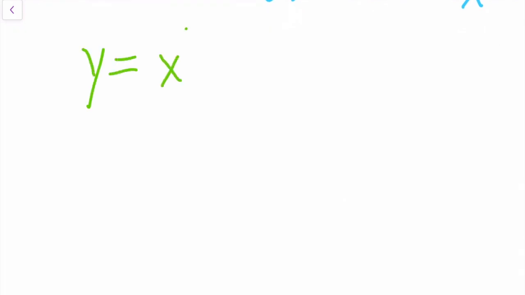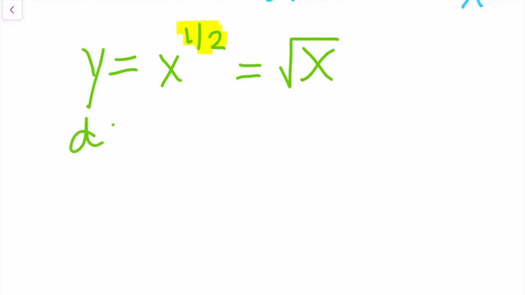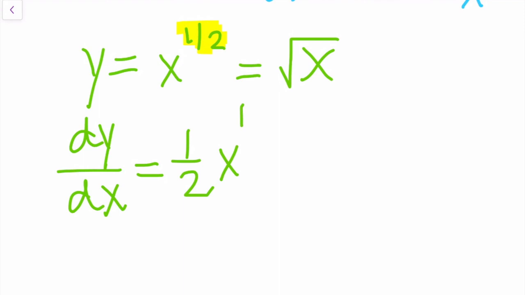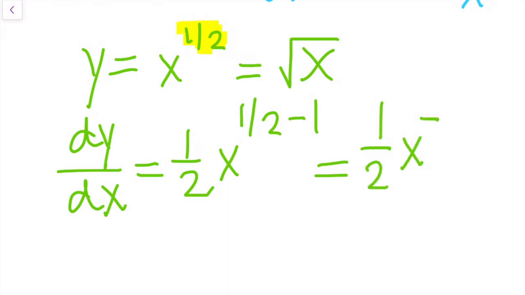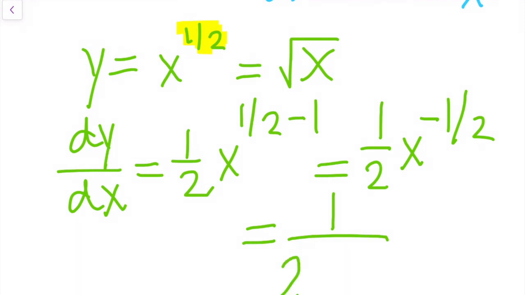The next example is x to the 1/2, which can also be written as the square root of x. Following the pattern, you bring the 1/2 to the front of the variable x and subtract the power by 1. This results in a negative exponent again, and if your teacher doesn't accept that, you can bring the x to the negative 1/2 to the denominator, along with the 2 which is already in the denominator.